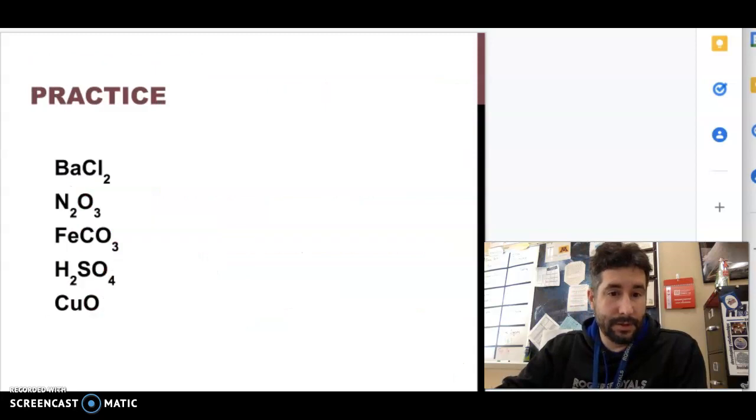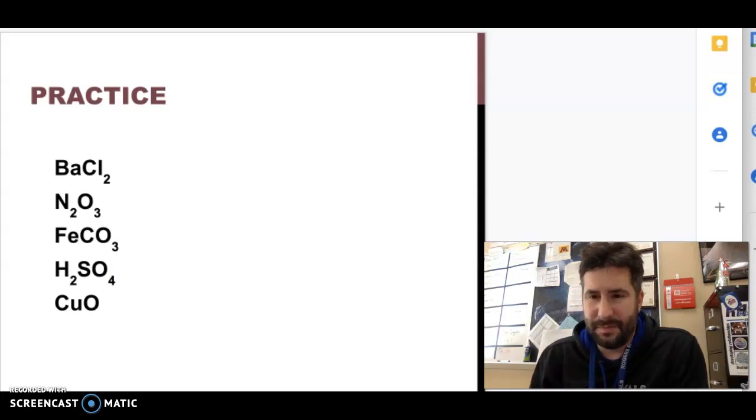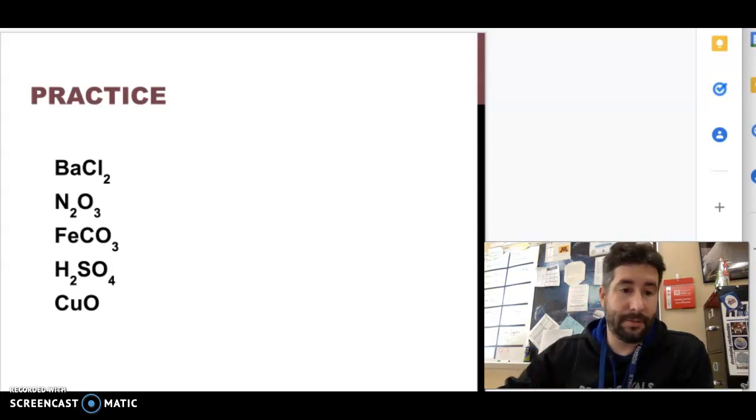So here's a couple to practice. Give it a try. Got it? So BaCl2, first thing we're going to recognize, barium's a metal and chlorine is a nonmetal. Barium's a 2+, chlorine's a 1-. The crisscross, we don't need a Roman numeral because barium is always a 2+. It's in group 2, and so we can just put barium chloride.